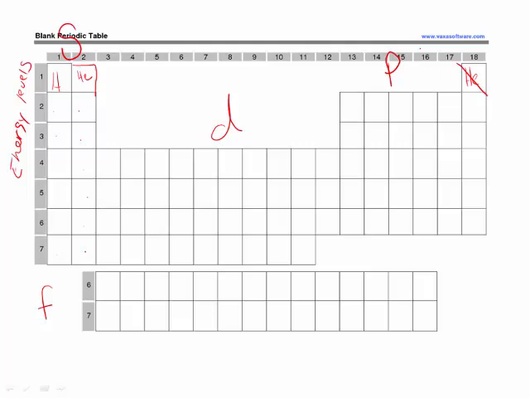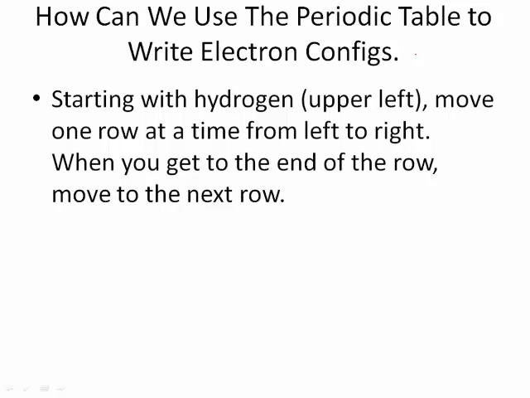Now that we have this set up, I'm going to show you how to do a little quick trick to find the full electron configuration for various elements. So the question is, how can we use the periodic table that we just labeled to write electron configurations? What you're going to do is each time that you want to do an electron configuration, you're going to start with the hydrogen in the upper left.